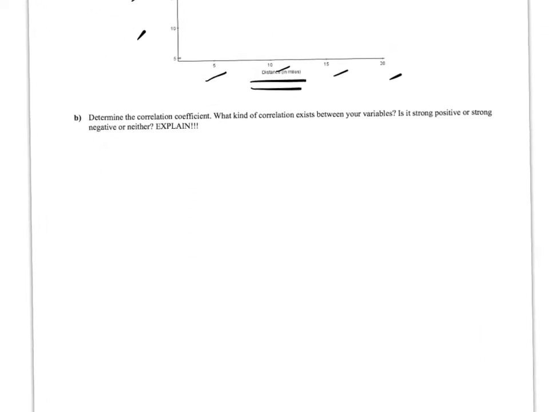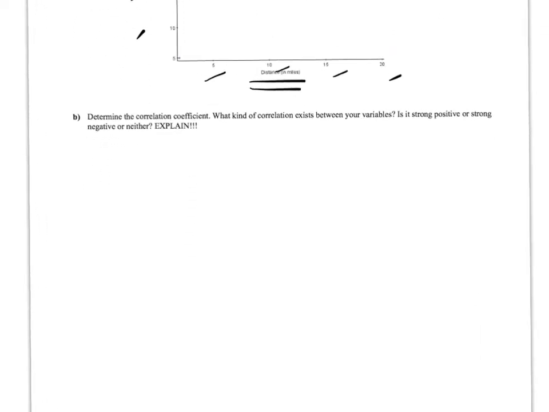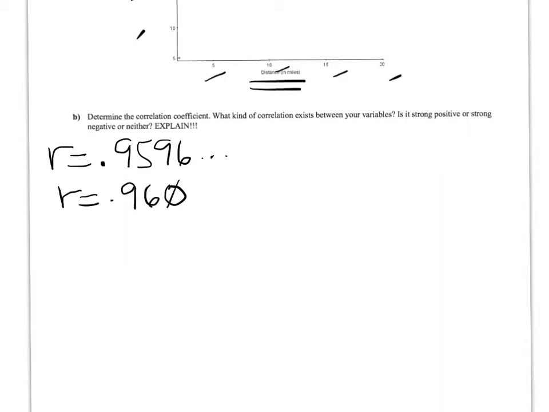For part B, we're asking you to find your correlation coefficient. You're going to do this by using your calculator and the command linear regression. You get a long value, but you're always going to round your R value to 3 decimal places. Okay, so that part's done.